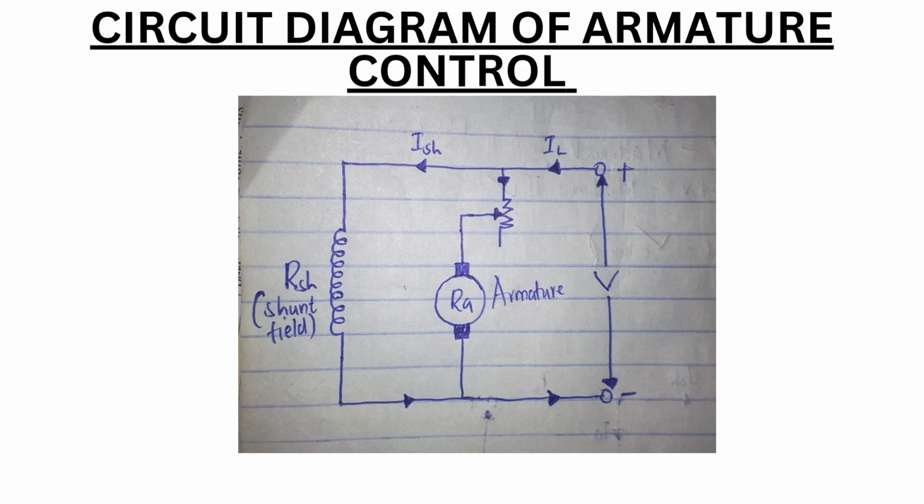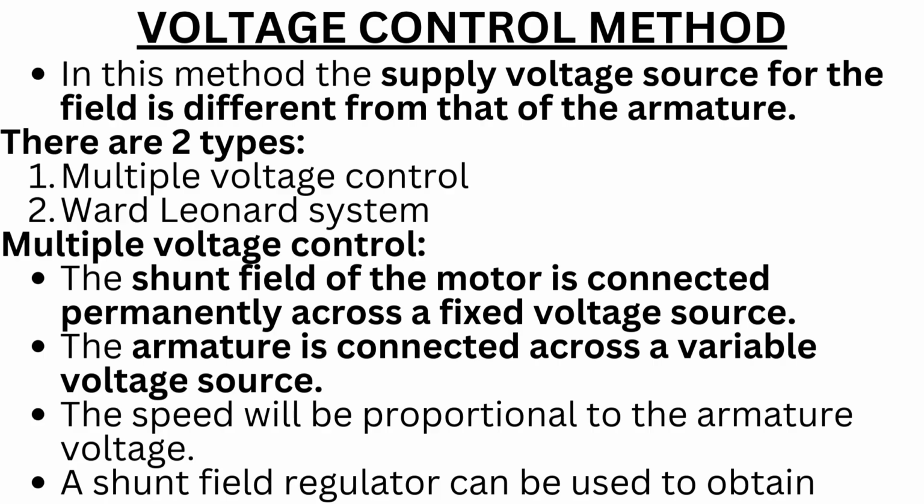Let us now look at the circuit diagram of armature control. As is shown, the field rheostat is in series with the armature. Let us now look at voltage control method. In this method, the supply voltage source for the field is different from that of the armature. There are two types. 1. Multiple voltage control. 2. Ward-Leonard system.